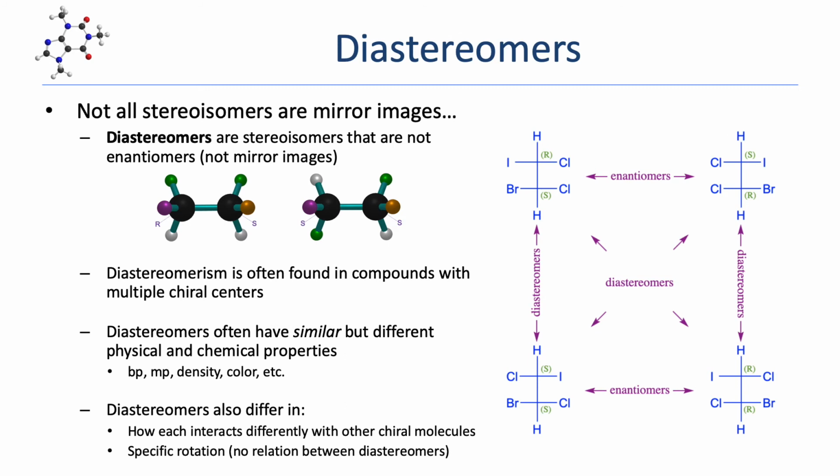Now, the other stereochemical relationship that molecules can have is to be diastereomers. And diastereomers are kind of a catch-all. Diastereomers are simply stereoisomers that are not enantiomers. In other words, they're not mirror images, but they are still stereoisomers.